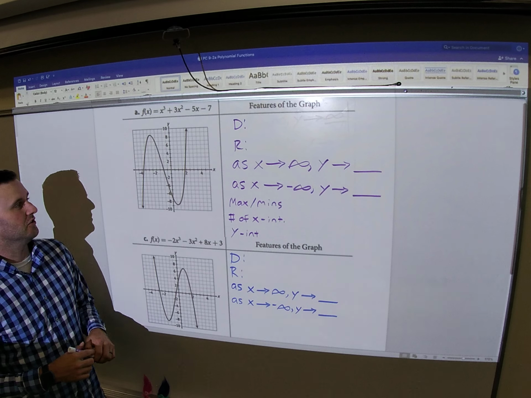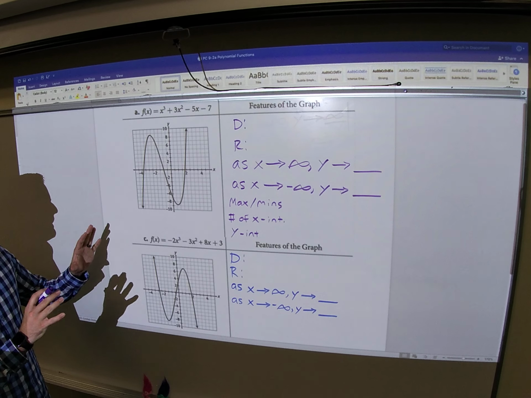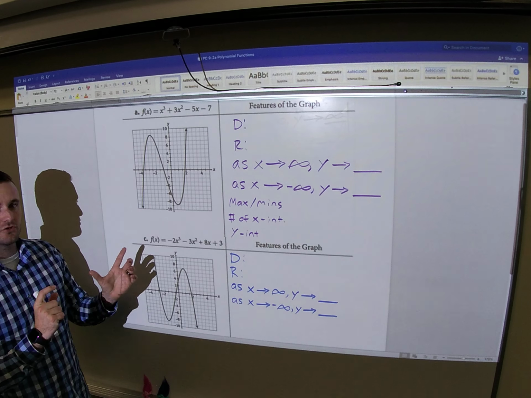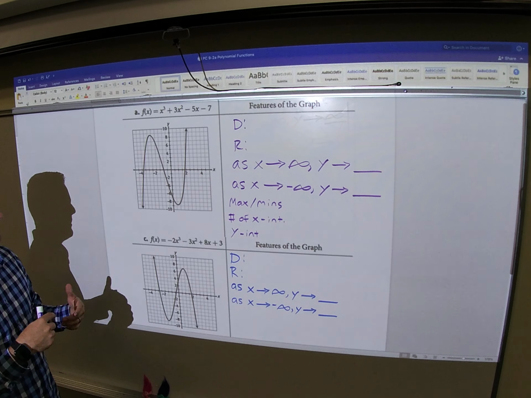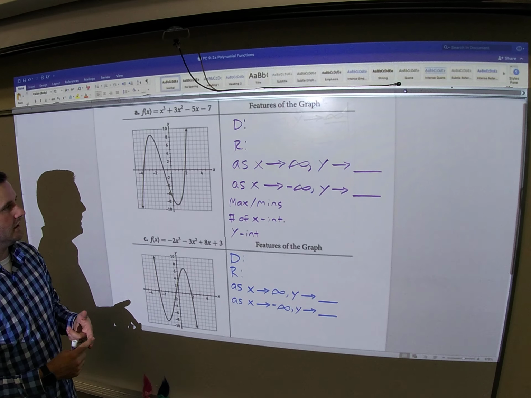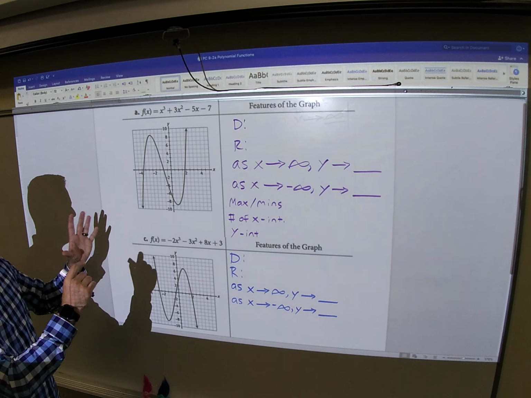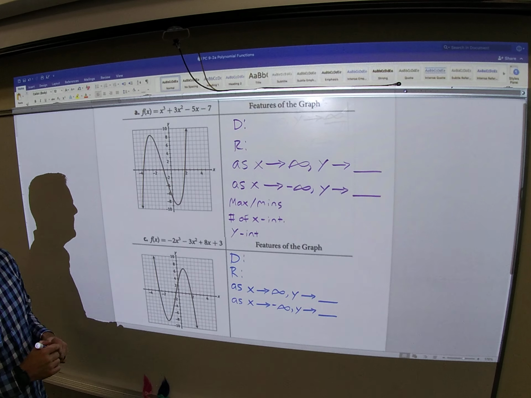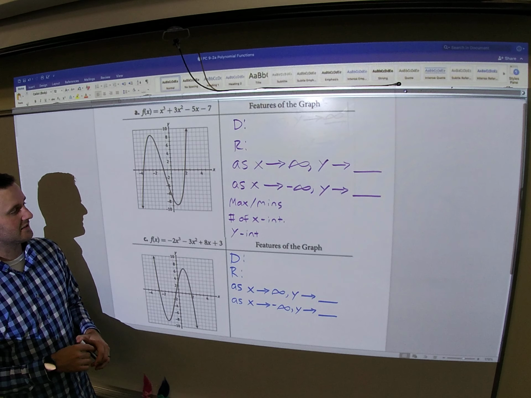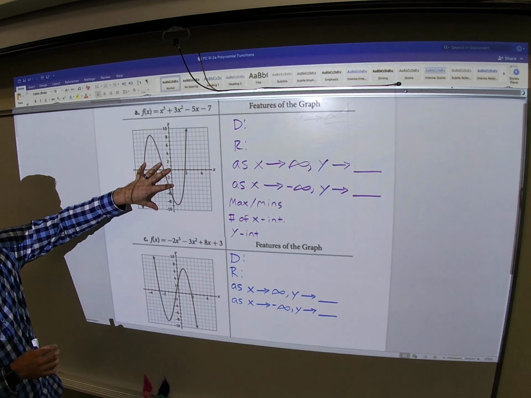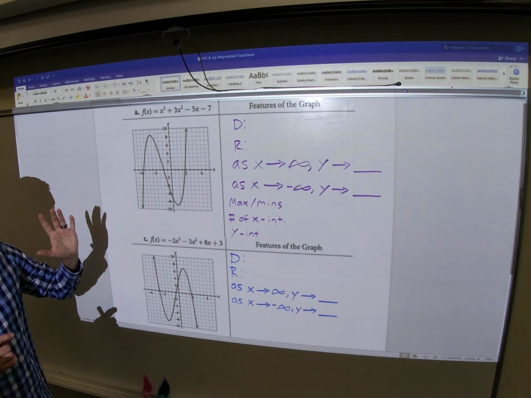Alright, today we're going to take a look at some features of a graph. So here we have two cubic functions, but I just want you to get used to being able to look at a graph and think about, okay, what is the end behavior, what is the domain and range, how many maximums and minimums, like turning points, do I have, how many times is this crossing the x-axis, what is my y-intercept, and we can get a lot from the graph, but we can also get a lot from the equation.